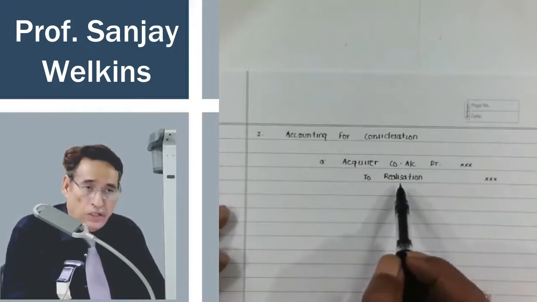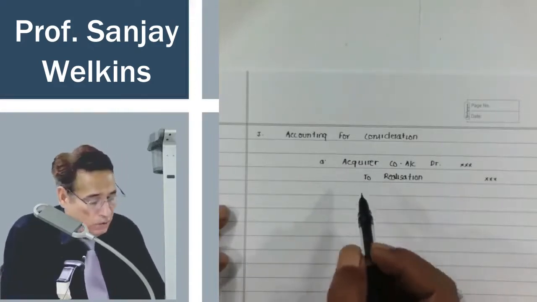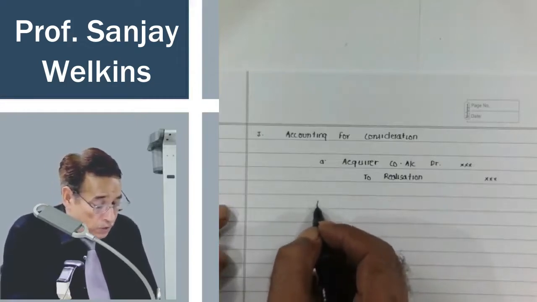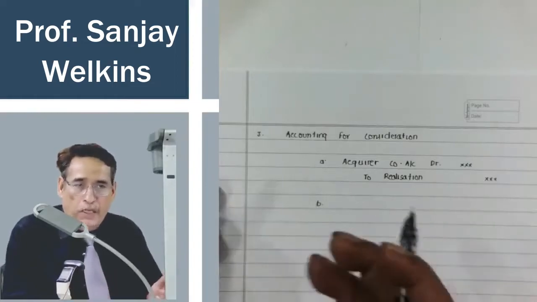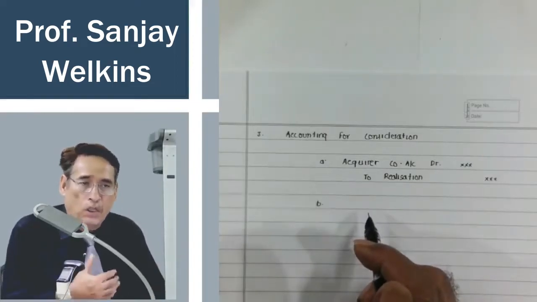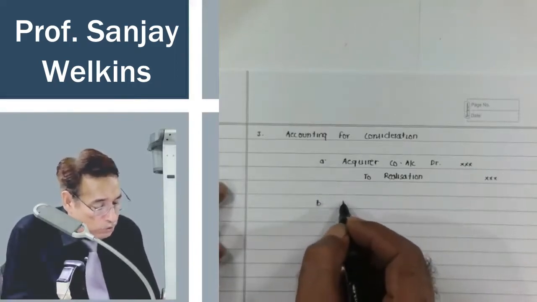Now it is a gain to the acquiring, so that is why they are going to credit realization account, which happens to be nominal account. Then we are going to receive the consideration. Now acquirer may discharge the consideration by paying you the amount through cash or through shares or other securities. So whatever may be the mode of payment, you are going to debit it.